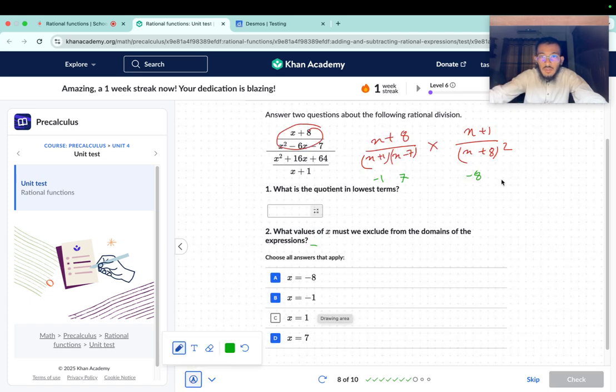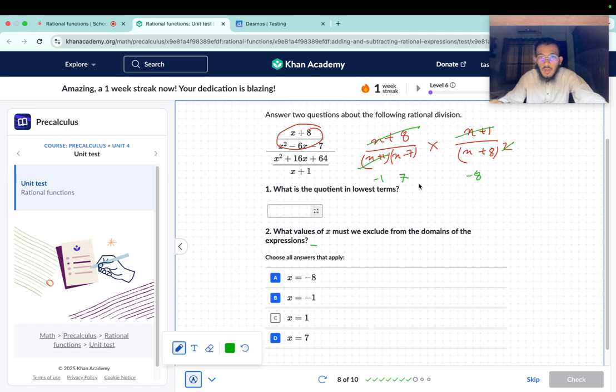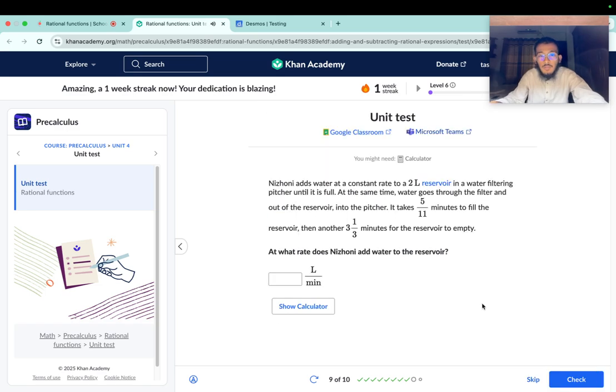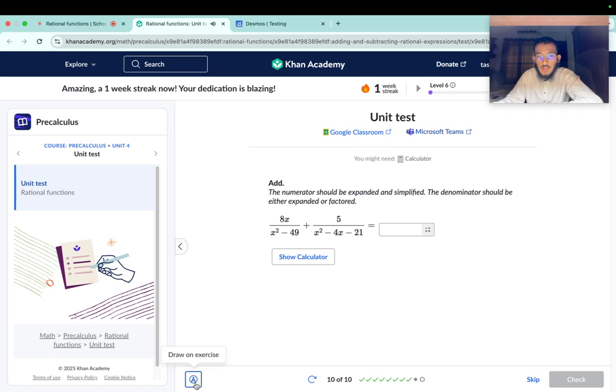And what is the quotient? Well, we can cancel this one with this. So you have 1 upon (x minus 7)(x plus 8). There we go.